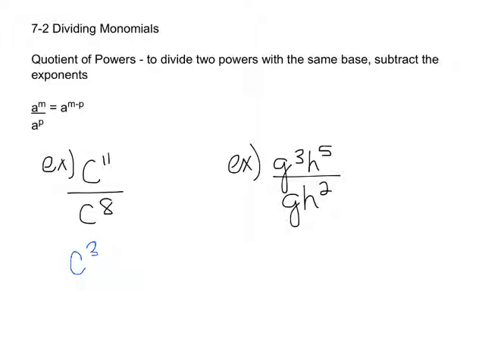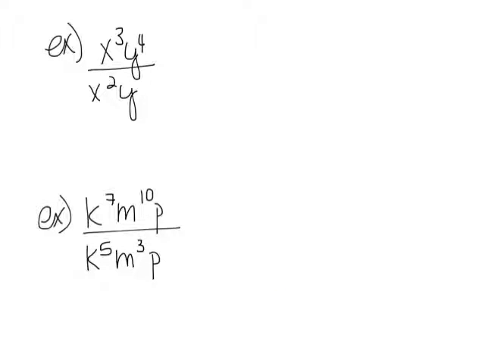For our next example, I get g to the 3rd minus g to the 1st. So I'm going to get g squared times h to the 3rd because 5 minus 2 is 3. Go ahead and pause the video and try these on your own.